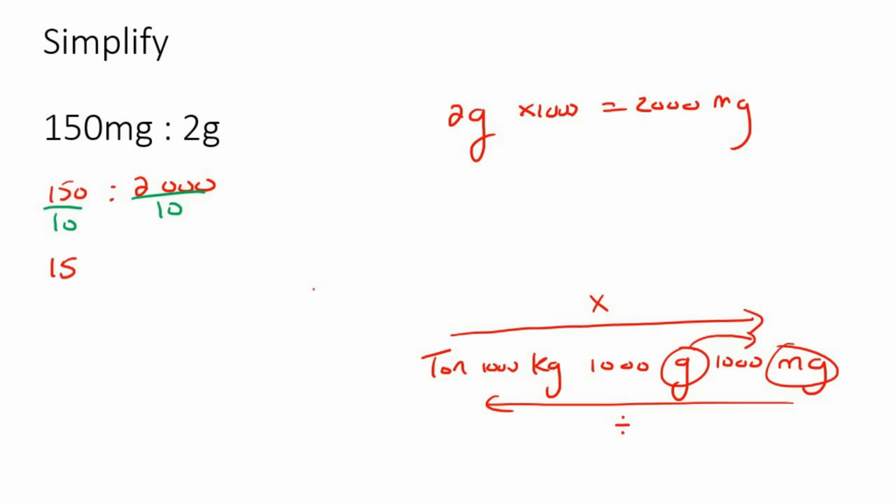And so you end up with 15. And you could divide by a different number if you wanted to. And then 2,000 divided by 10 is going to be 200. Then the number 5 could go into both. So we divide by 5. And that's going to give us 3. And then 5 goes into there 40 times. You could use your calculator for that. And then we cannot go any further than that. And so that would be our final answer.